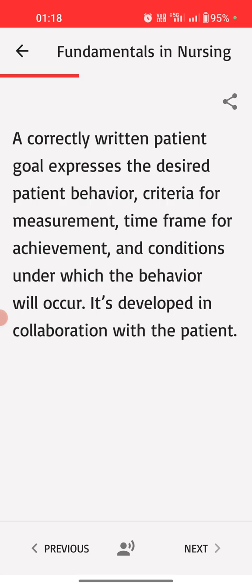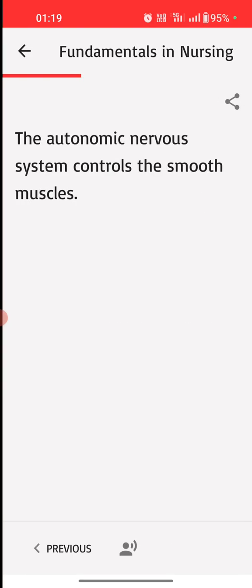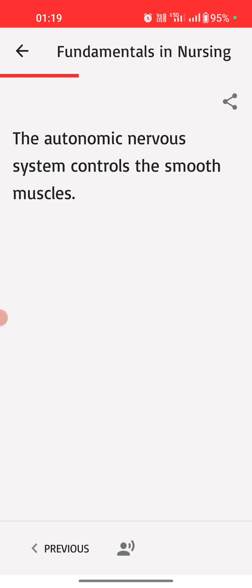A correctly written patient goal expresses the desired patient behavior, criteria for measurement, time frame for achievement, and conditions under which the behavior will occur. It's developed in collaboration with the patient. The autonomic nervous system controls the smooth muscles.